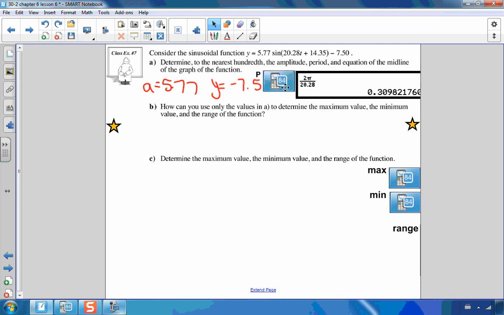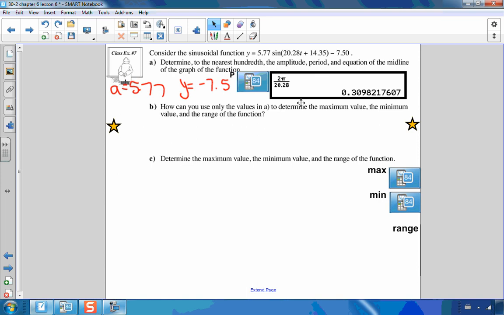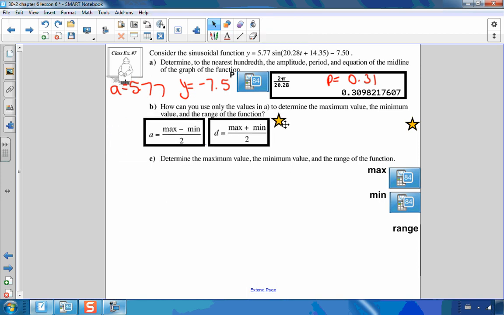So I do 2 pi divided by my b value, and I want this to the nearest hundredth. So my period would be 0.31. Okay, it says, how can you use only the values in A to determine the max, the min, and the range? So we did this before. Remember that a is equal to your max minus min divided by 2, and your d value is equal to your max plus min divided by 2.